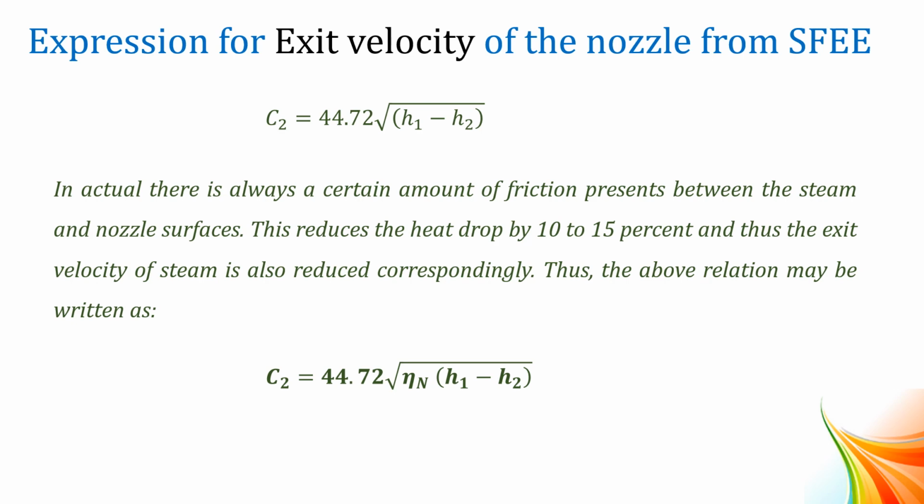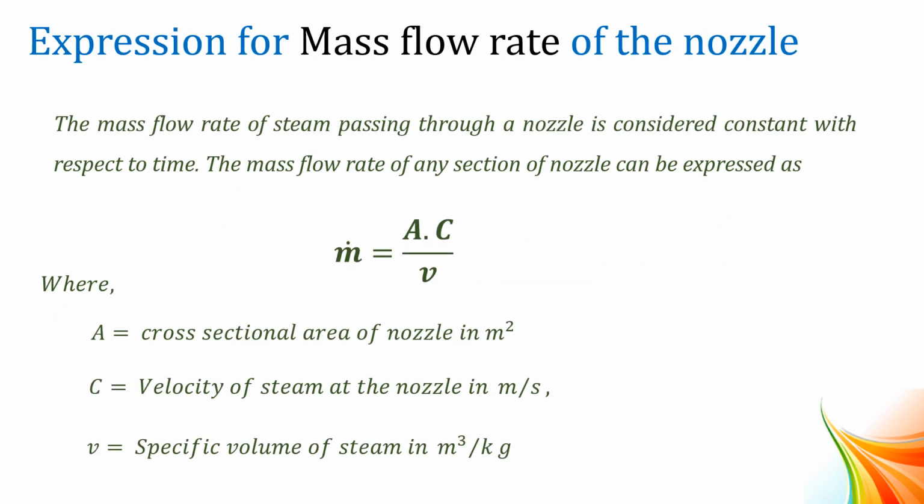In actual, there is also a certain amount of friction present between the steam and the nozzle surface. It is known that friction is there between the nozzle surfaces. This may reduce the velocity by 10 to 15%. So they will give the nozzle efficiency as 0.9, 85% or 90%. So while calculating, considering the friction of the nozzle, the exit velocity will become 44.72 times the square root of nozzle efficiency into (H1 minus H2). So this will be the final equation as far as exit velocity is concerned.